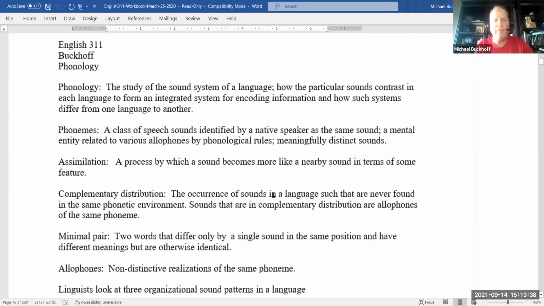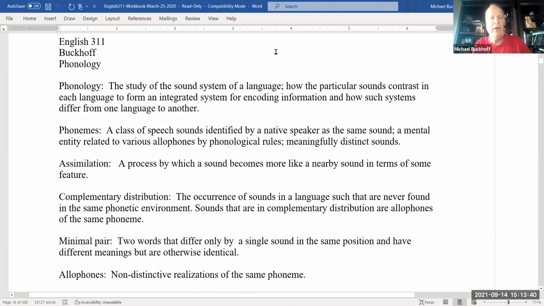Okay, right here. So phonology. So if we think about phonetics, right? And remember, you need to know definitions of both of these areas. Phonology is the study of the sound system of a language. We're not just looking at how the sounds are produced, but we're looking more at how they are organized in the language. So think of it like that.